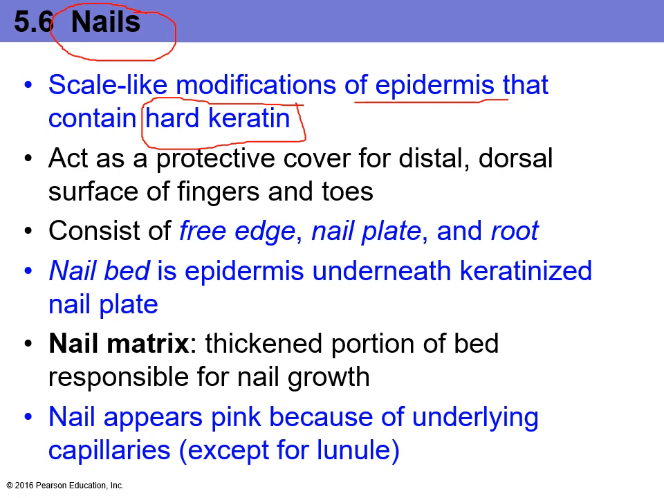When you look at the overall structure of the nail, we see that you have what they call a nail plate, a free edge, and a root. The bed of the nail is filled with epidermal cells that are underneath your nail plate. Actually, let me show you this on the illustration, and then we'll talk about the nail matrix, and we'll also talk about why your nail appears pink and all the other good stuff.